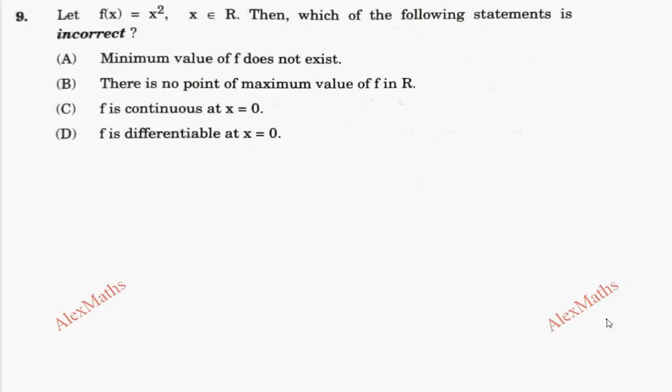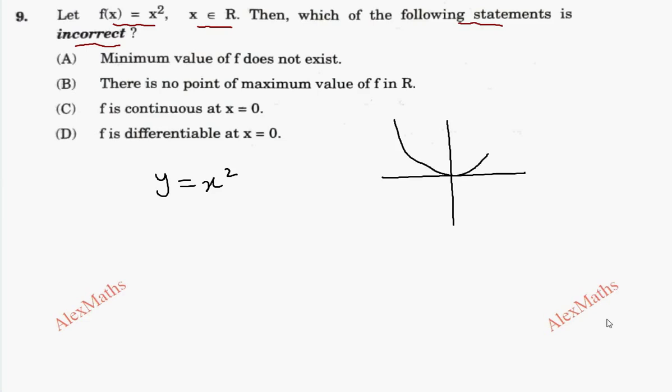Question number 9. They have given f of x as x square and x belongs to R, and they are asking which of the following is incorrect. If I take f of x as y, and when y is x square, it is the upward parabola. So we can draw like this. From this parabola, we can answer this question. Option A, minimum value of the f does not exist. Actually, this parabola minimum value is here, which is 0. So they are asking which is incorrect, and this is the incorrect statement, and that is the option A is the correct answer for this question.